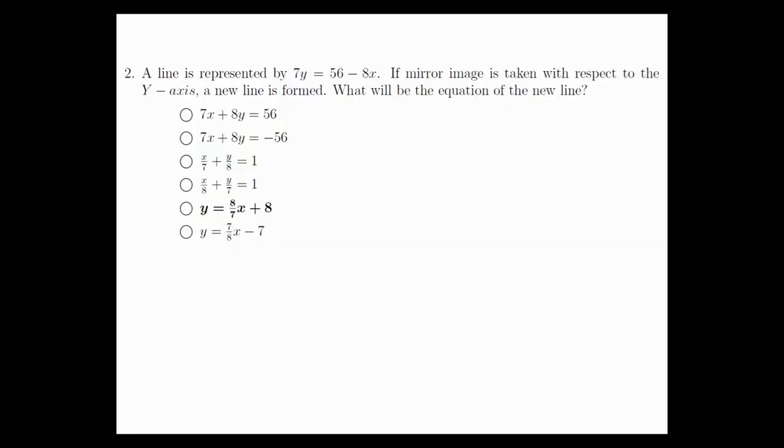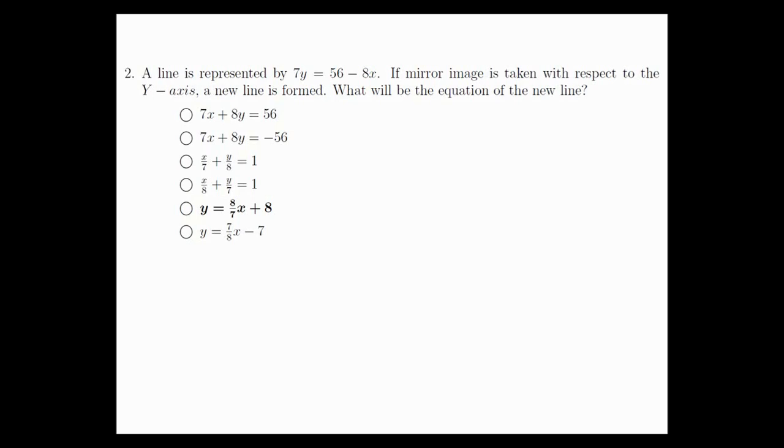This is Mathematics for Data Science 1, Week 2, Graded Question Solutions. The question is, a line is represented by 7y equals 56 minus 8x. If the mirror image is taken with respect to the y-axis, a new line is formed. What will be the equation of this new line?